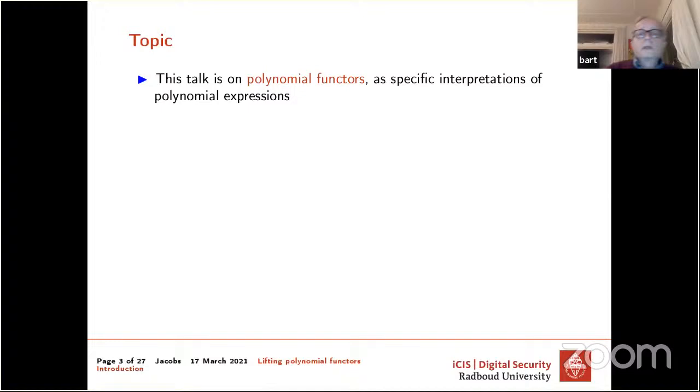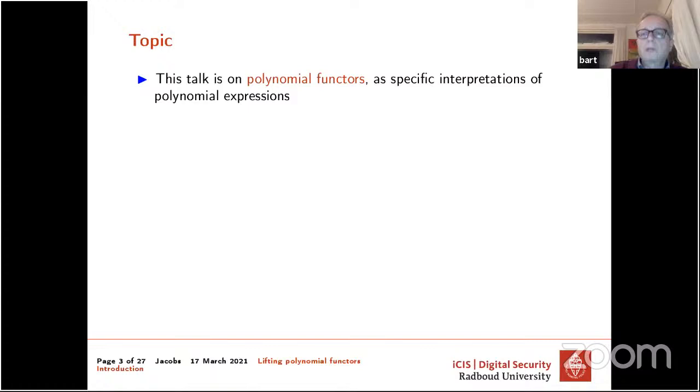So what's the topic? Polynomial functors. Helle has already mentioned them a lot. So that's useful. That's good for my talk. And they are specific interpretations of polynomial expressions. Some people in this workshop talk about categories of polynomials and what kind of structure there is. Here it's really polynomials interpreted in functor categories.